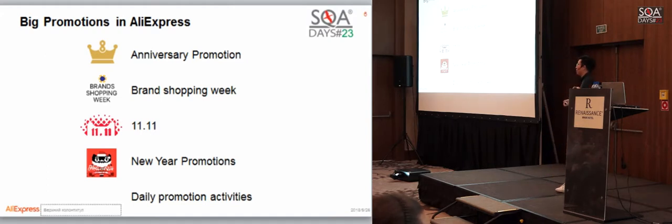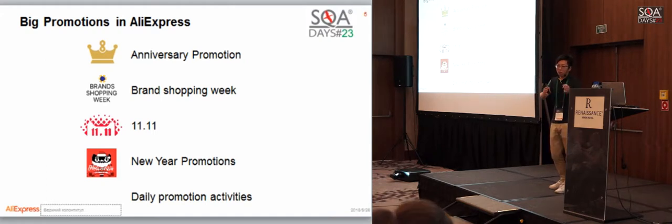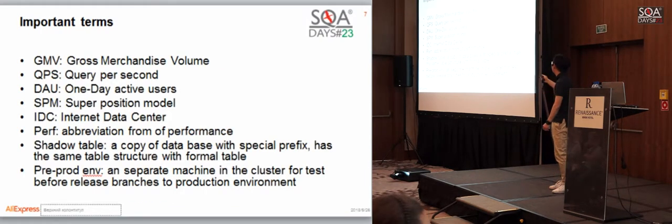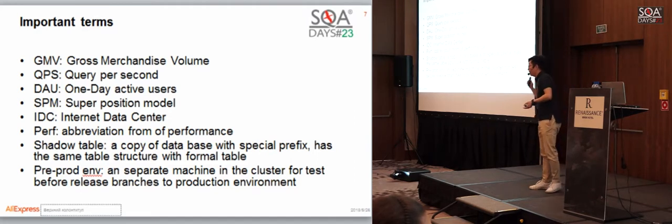And in Delhi, we also have some small promotions. Today, this product will have a 20% discount, and tomorrow maybe another product will have another discount. So there are many promotions. Before I talk about our technologies, here are some important terms: GMV, QPS, DAU, SPM. For QPS, I wrote here query per second, and you can also think of it as request per second.